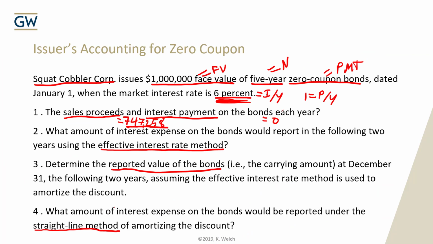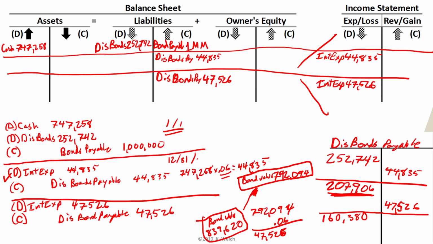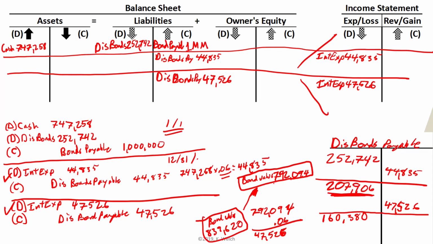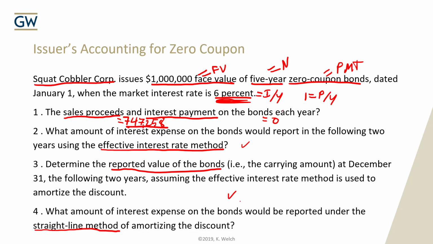And so let's go back to the prior questions. What amount of interest expense would the bond report in the following 2 years? Effective interest rate method. That's what we reported here and here, the interest expense in the following 2 years. Determine the reported value of the bonds, the carrying amount, December 31st, the following 2 years. Well, that is this amount, the 792,094. That's the bond value there. And this is the bond value at the end of the second period, second year. All right, so we're going to do second 1 and 2. And it is 839,620. That is the answer to that one.